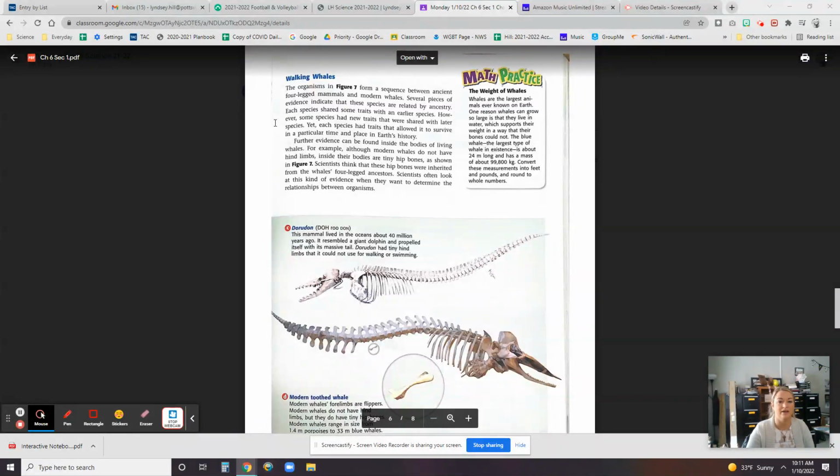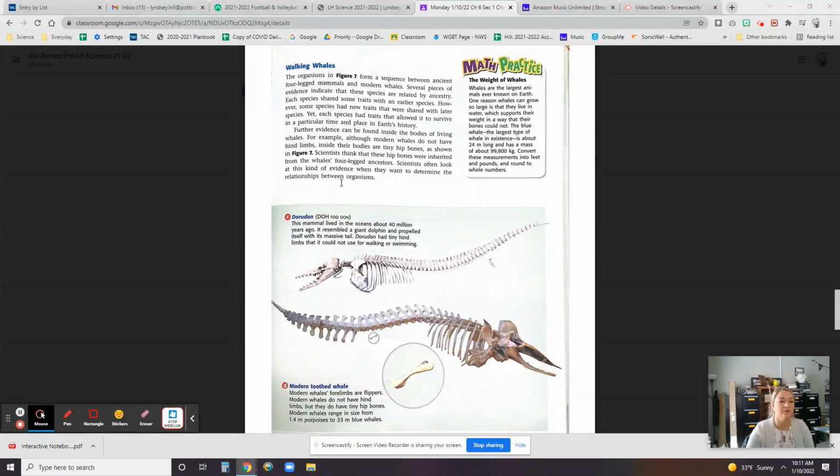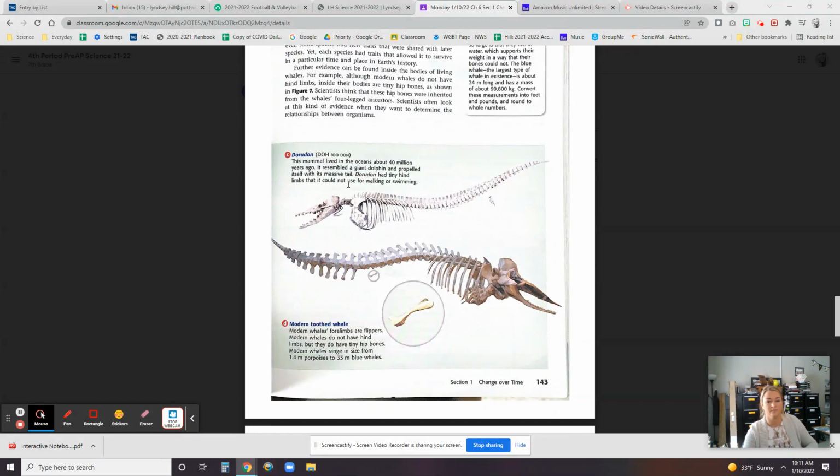Further evidence can be found inside the bodies of living whales. For example, although modern whales do not have hind limbs, inside their bodies are tiny hip bones, as shown in Figure 7. Scientists think that these hip bones were inherited from the whale's 4-legged ancestors. Scientists often look at this kind of evidence when they want to determine the relationship between organisms.